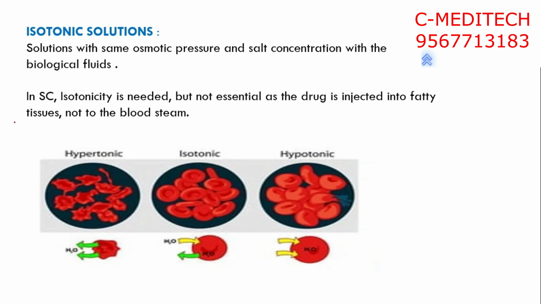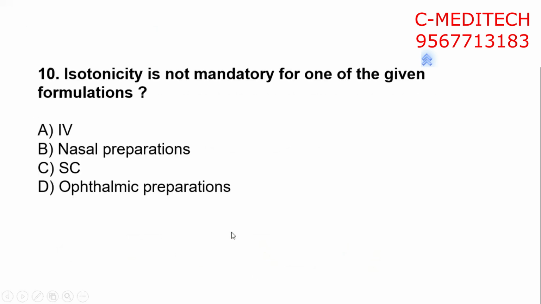So we have to know that in the SC route we are not directly injecting the drug into the bloodstream, we are injecting the drug into fatty tissues. Therefore, in the SC route it is not mandatory to have an isotonic solution. So now let's get back to our question. The right answer for question number 10 is option C, SC or subcutaneous route.